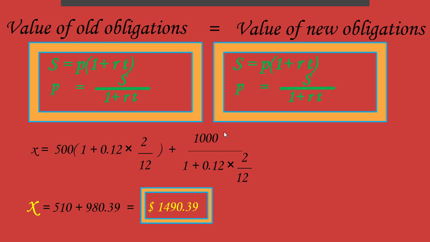By substituting for 500 in formula S equal B times 1 plus RT, so X equal 500 times 1 plus 12% times 2 over 12, plus for $1,000 we will use formula for present value B equal S over 1 plus RT, 1,000 over 1 plus 12% times 2 over 12. So X will be equal 1,490.